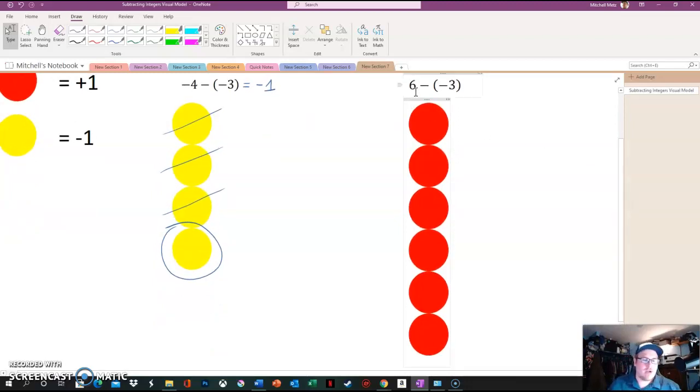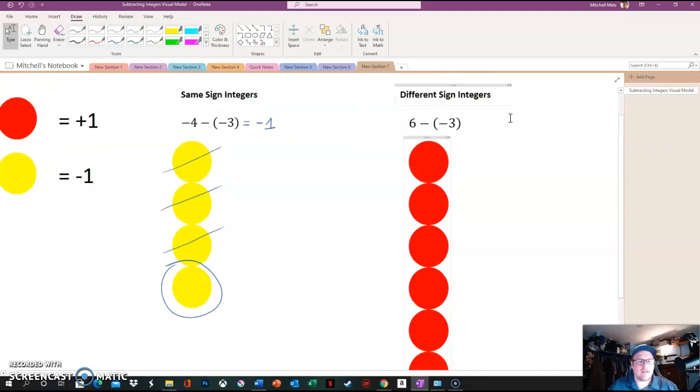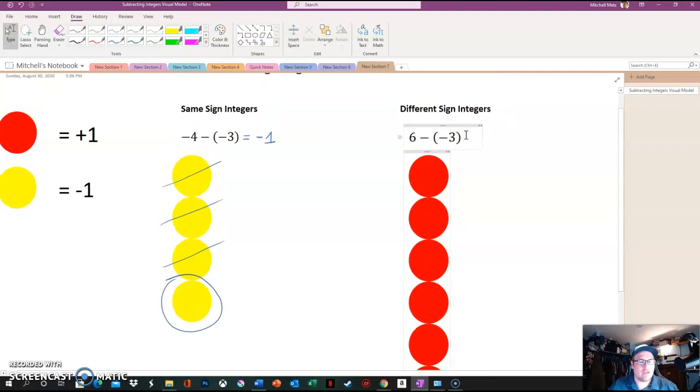I have to remember, I'm starting with +6, which is represented by these red circles, and I'm taking away -3. How can I represent taking away a -3? Because I'm taking away a -3, and this is different sign integers, I can represent that with zero pairs. If we remember back to our additive inverse, if I add 1 yellow circle with a positive red circle, those will cancel out to 0. So I'm going to represent taking away the -3 with those additive pairs. That means I need to copy 3 of my red circles, and then 3 of my yellow circles to represent the taking away of the -3.